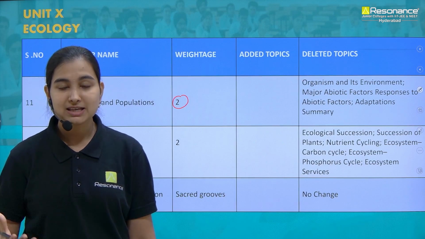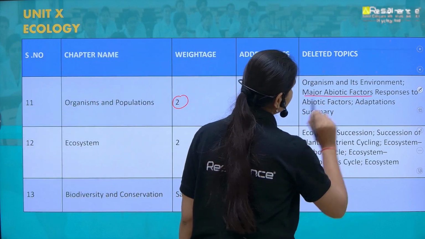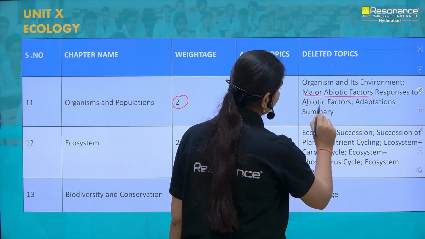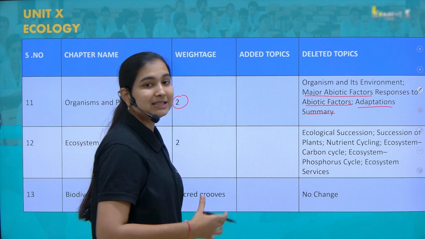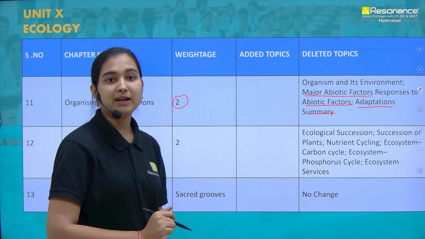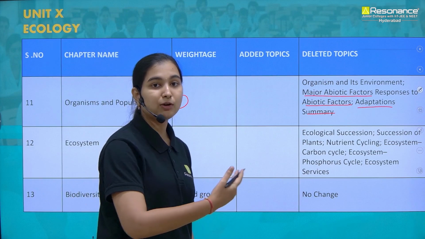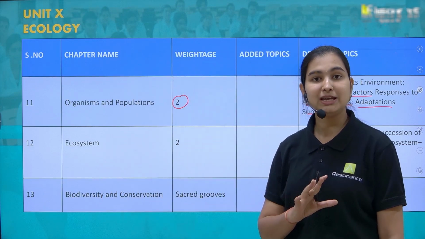So what exactly is deleted? Here the major abiotic factors, responses to abiotic factors, and adaptation summaries. This part is being deleted. So students, please don't read this topic, because we cannot expect any questions from it, as it's officially deleted.